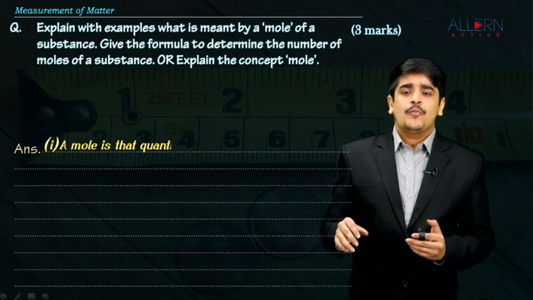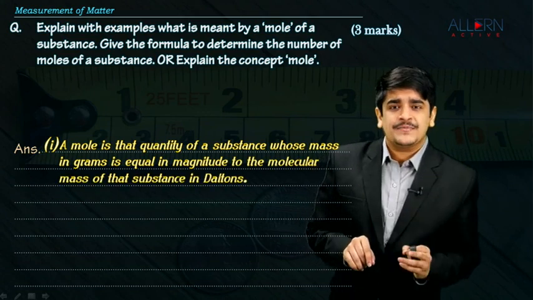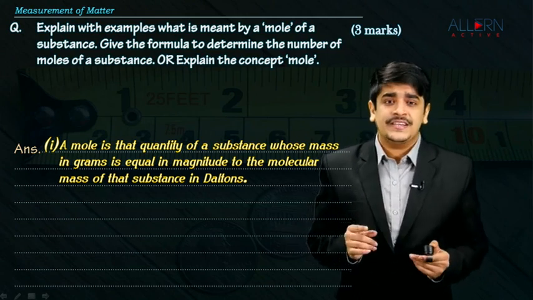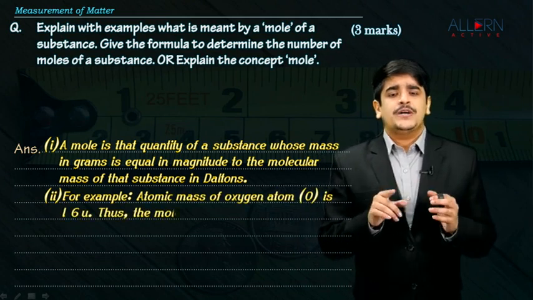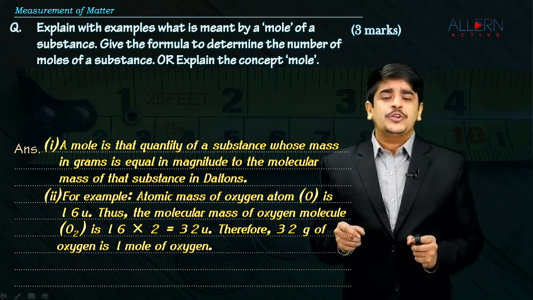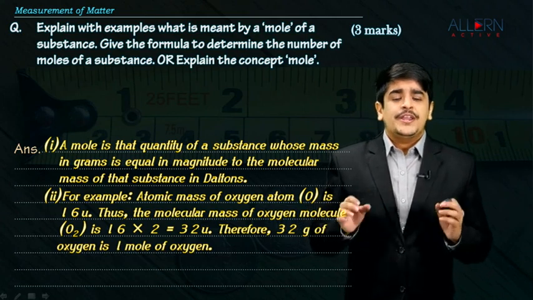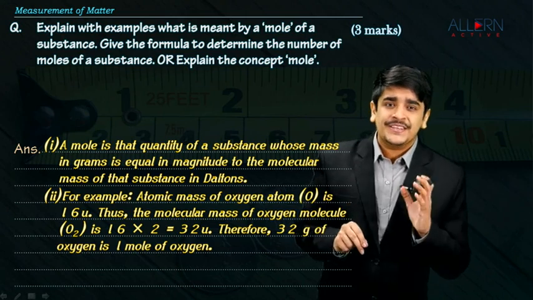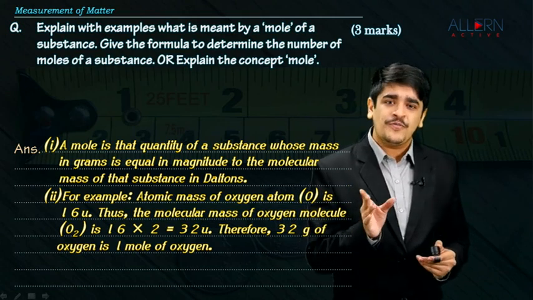Let's begin. So a mole is that quantity of a substance whose mass in grams is equal in magnitude to the molecular mass of that particular substance. It is calculated in daltons. We know as a matter of fact that the atomic mass of oxygen is 16 daltons. The molecular mass of oxygen is going to be 16 into 2, which is 32 daltons, because oxygen is diatomic. Now what do I need to do? I don't need to take daltons of oxygen. I need to take grams of oxygen. How many? 32. So 32 grams of oxygen is exactly 1 mole of oxygen.